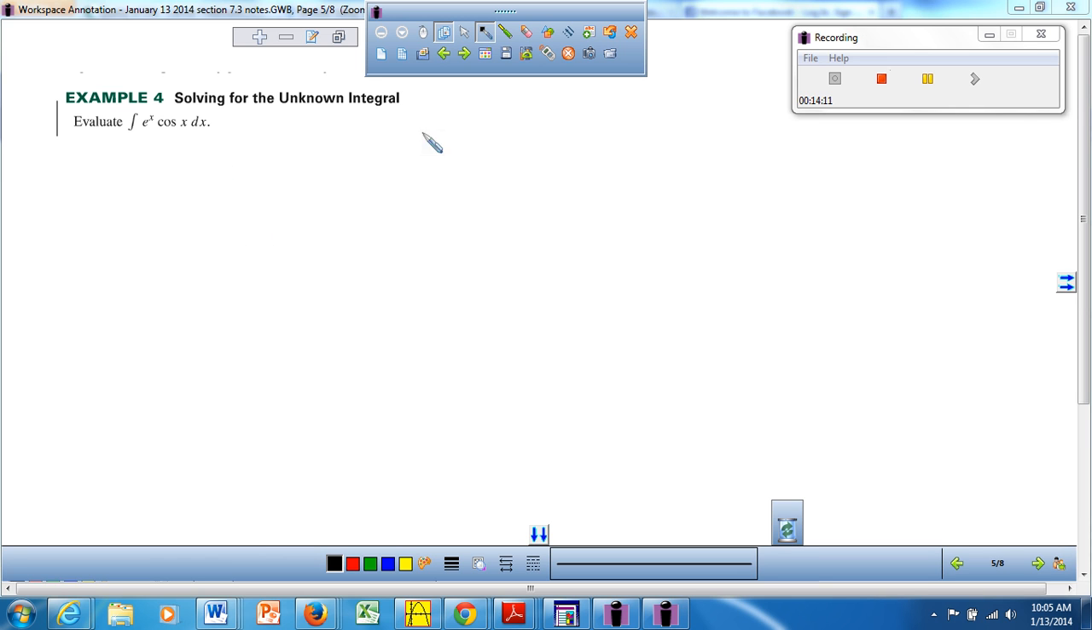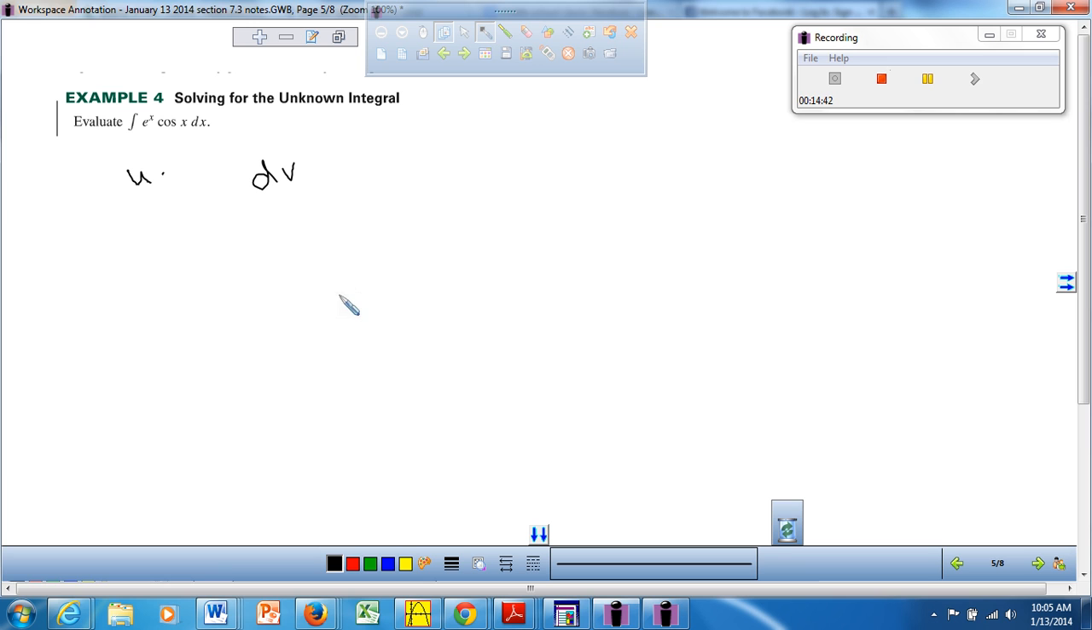So, in this case, you could choose your u to be cosine x, or you could choose it to be e to the x. I tend to always choose my u to be the exponential. So we're going to do it that way, and you can investigate and see that it works out fine the other way as well. I have u and dv. I'm only doing this one in the tabular method.